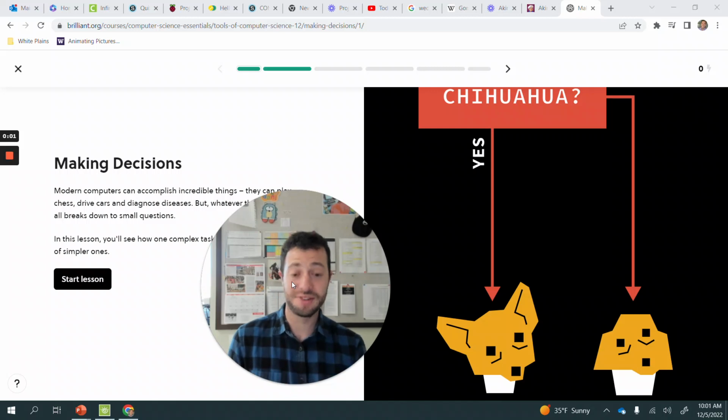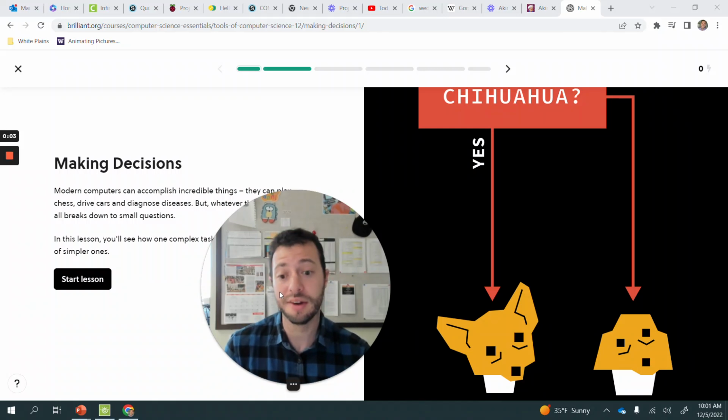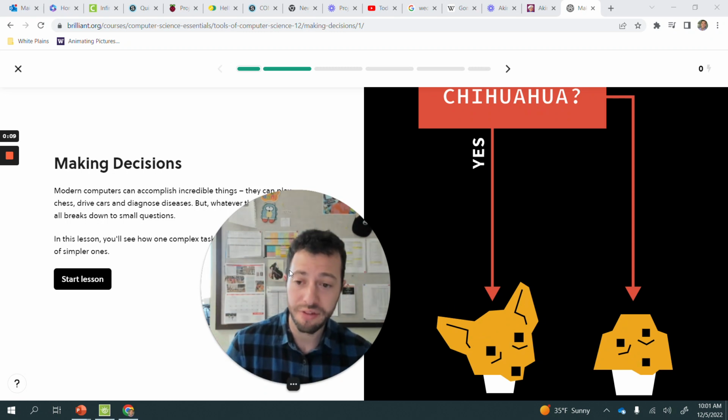How do computers make decisions? In honor of Computer Science Week, we're going to try and answer that question. And how would a computer using a camera figure out the difference between this chihuahua and this muffin over here?